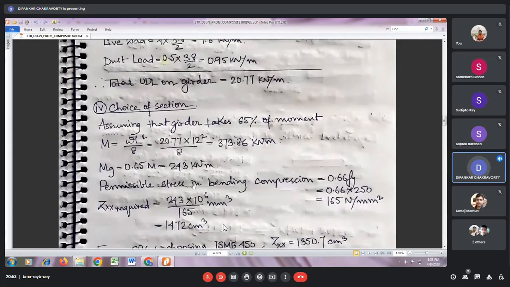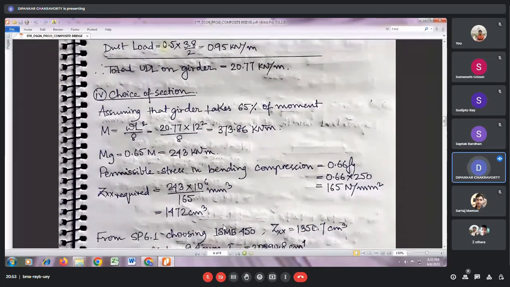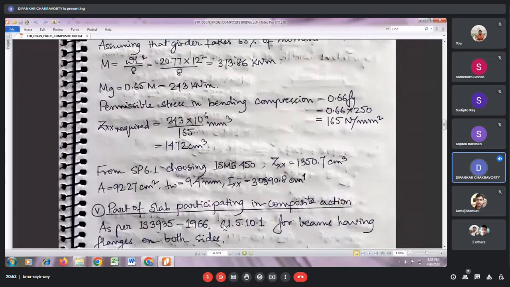Now, the permissible stress in bending compression depends on the L by r ratio of the compression flange, but in this case, the top flange will be connected with the concrete deck by shear connectors, and therefore there is no question of buckling of the compression flange. So you can take the permissible bending stress as its full value, which is 0.66 Fy, meaning 165 MPa here. If you divide the moment by the permissible stress, you get the section modulus, and from your section book, you can pick up a section which is near to the section modulus.